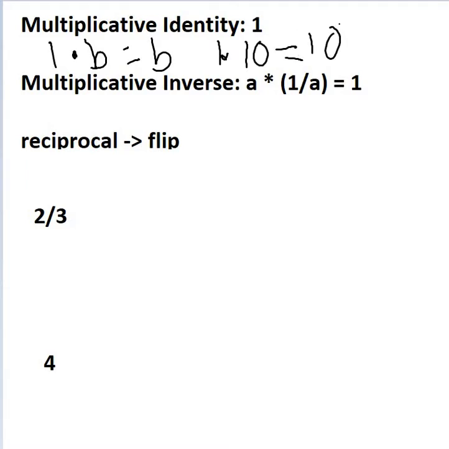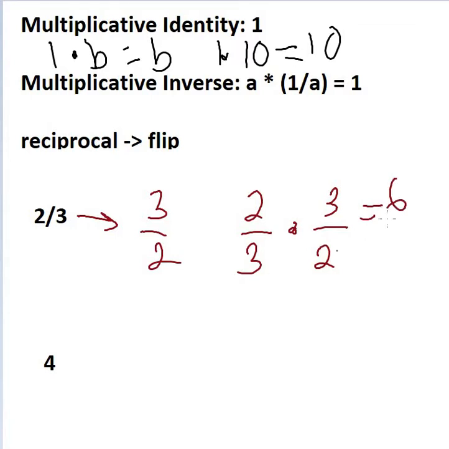So the multiplicative inverse is the number that you multiply by to get the identity, which is 1. So anything times its inverse would give you 1. To do that, we use what's called the reciprocal, where we flip the number. For example, the reciprocal of 2/3 is going to be 3/2. We just flipped it, right? And the reason is, if I take 2/3 and multiply it by 3/2, 2 times 3 is 6. 3 times 2 is also 6, and 6 divided by 6 is 1. So because we got 1, 3/2 is the inverse.